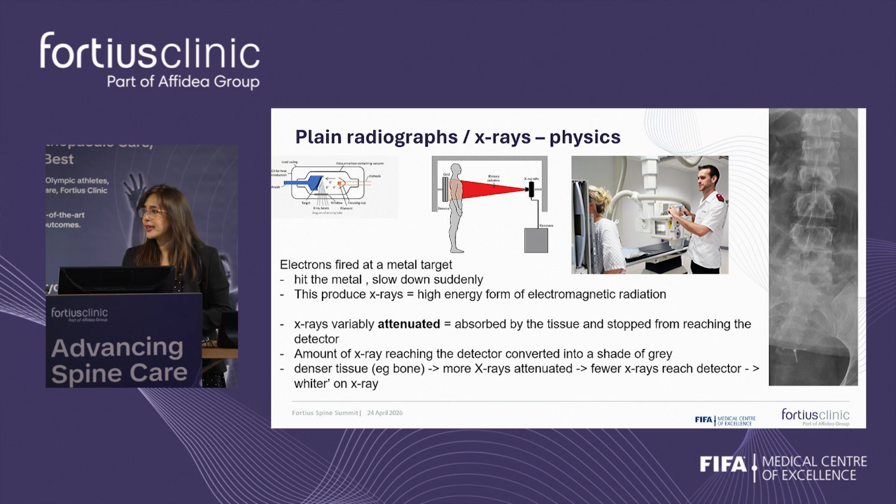So first of all, the very basic and fundamental form of imaging, the X-ray, which we see far less of nowadays. Well, how is it produced? It's through the electrons that are fired at a metal target. They hit the metal, and that releases energy.